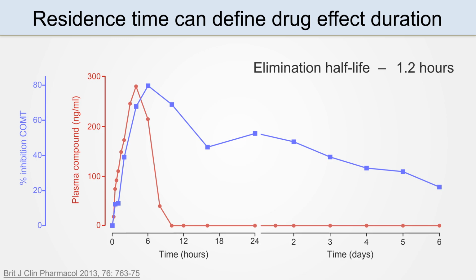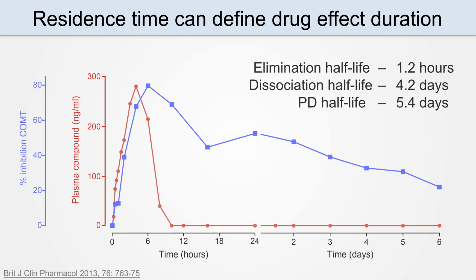In vitro, the residence time was measured to be 4.2 days. This agrees pretty well with the PD half-life of 5.4 days. So this is a really nice example of how residence time can impact pharmacodynamics of a drug in clinical use.